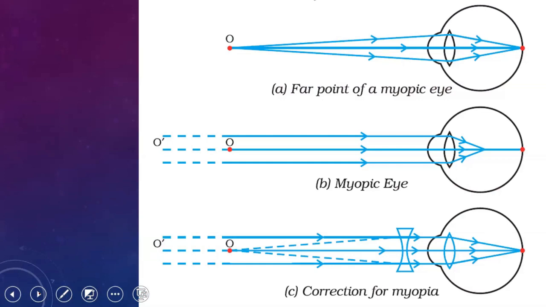Now, this is a little comparison: the far point of the myopic eye. This is the normal eye. This is the myopic eye. The image formed over here is in front of the retina. What do we use? We use a concave lens. This is the correction part. A concave lens is diverging. It diverges the light rays and then focuses them on to the convex converging lens of the eye. And now the image is formed on the retina. So in this way, you are able to see a proper image of the far off object.